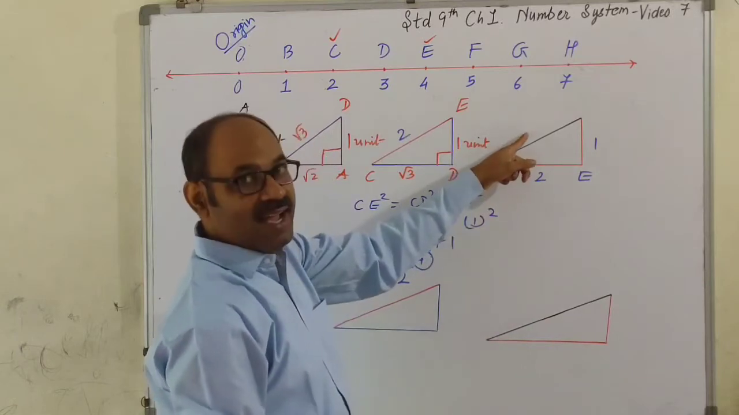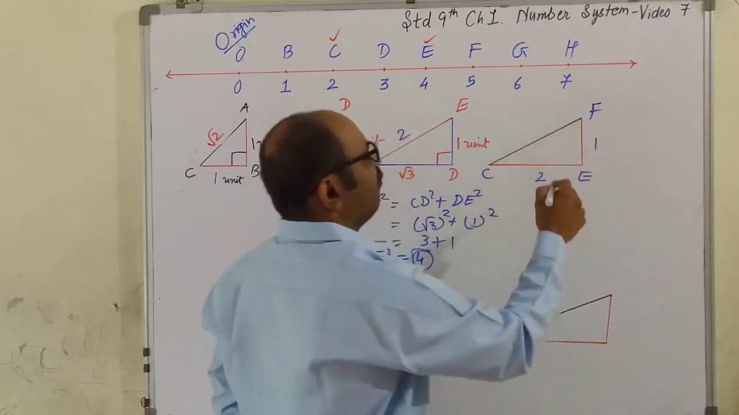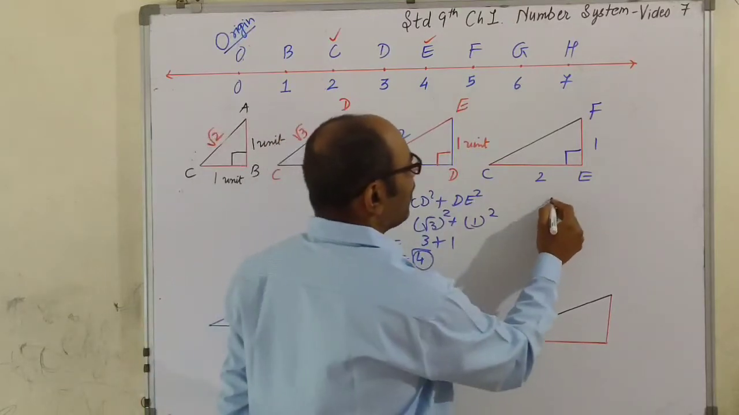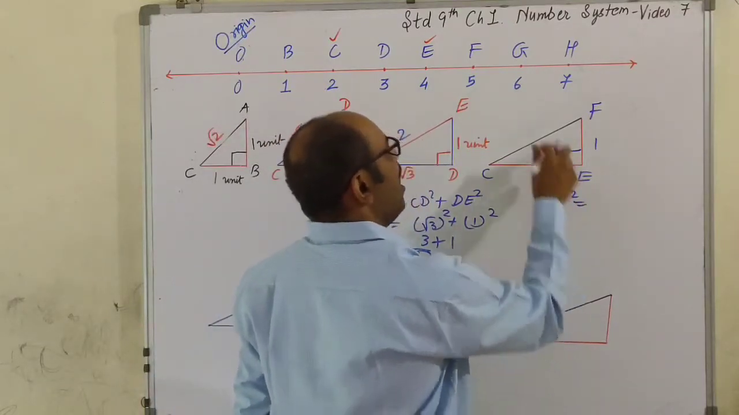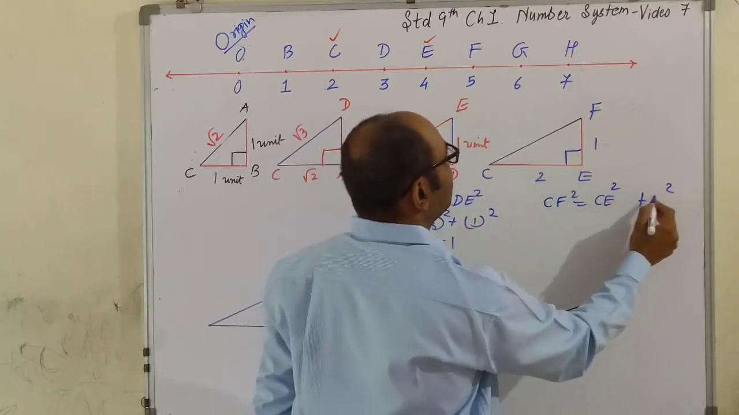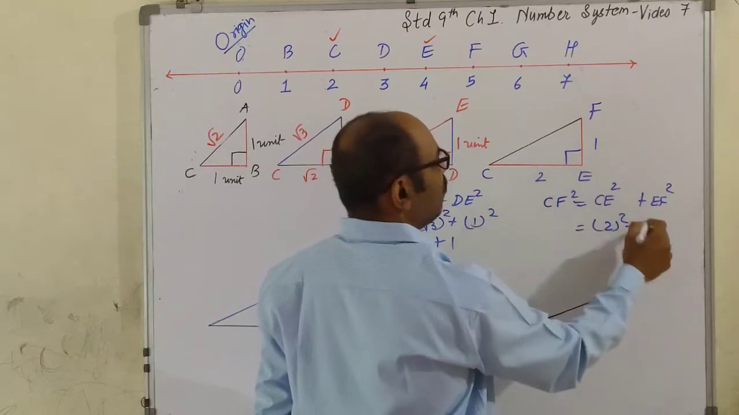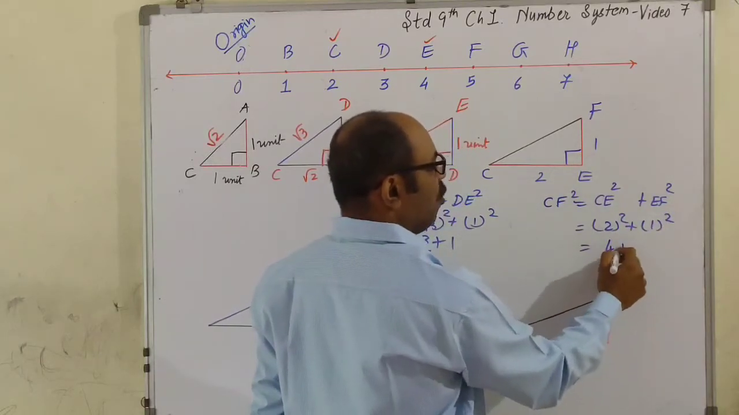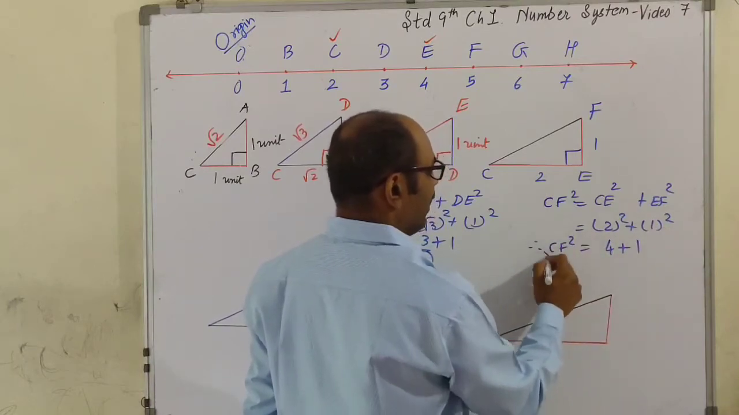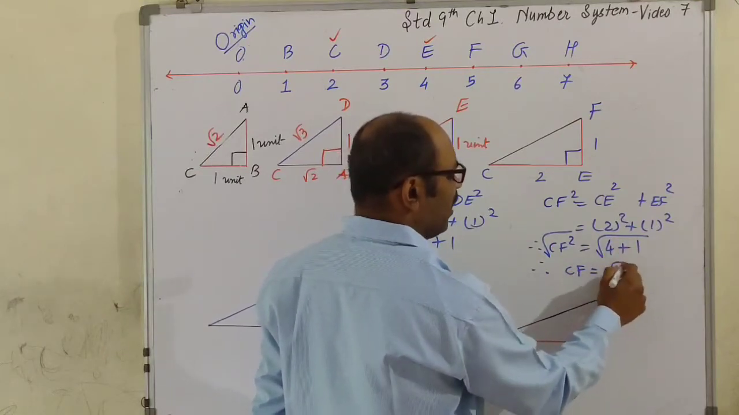So what will be this? Let's say इसके बाद आएगा F. So angle E is a right angle. So how much will be CF? Let's use Pythagoras then. CF square, hypotenuse square is sum of squares of remaining two sides. CE is 2, so 2 square. EF is 1 unit, so 1 square. 2 square is 4, 1 square is 1 and the total is going to be 5. Taking square root on both sides, so CF is equal to root 5.